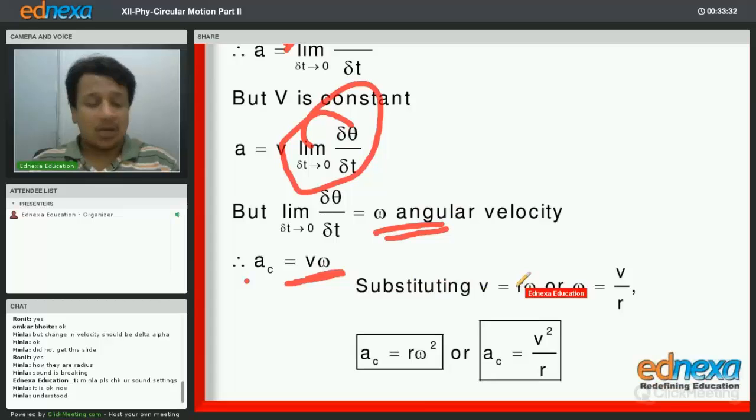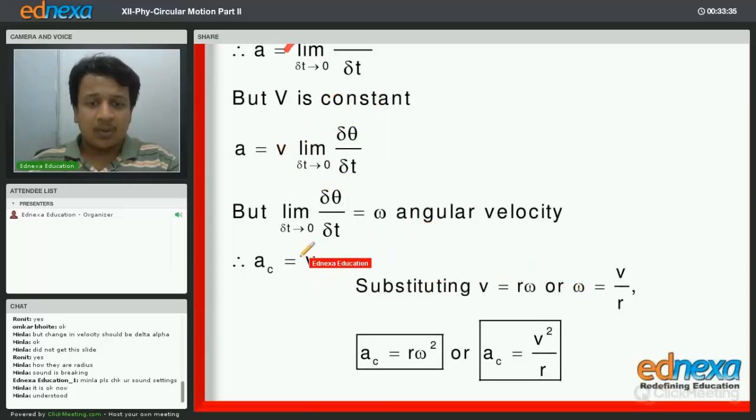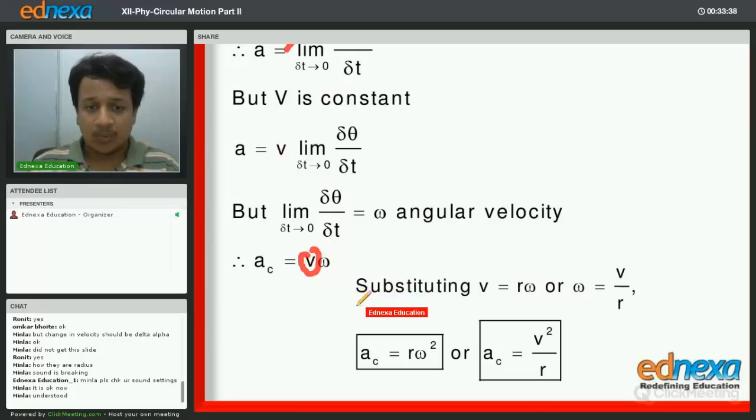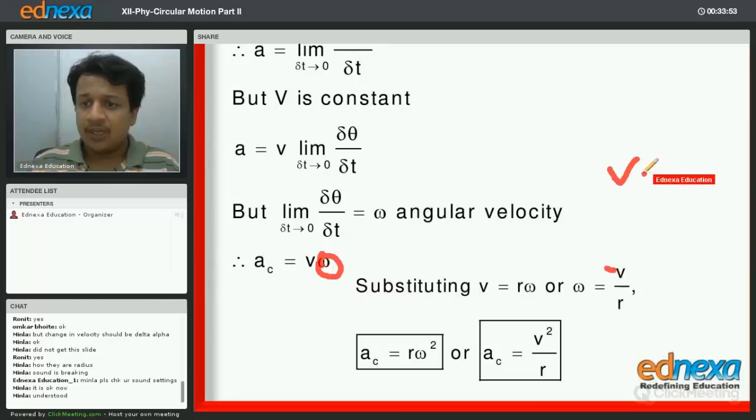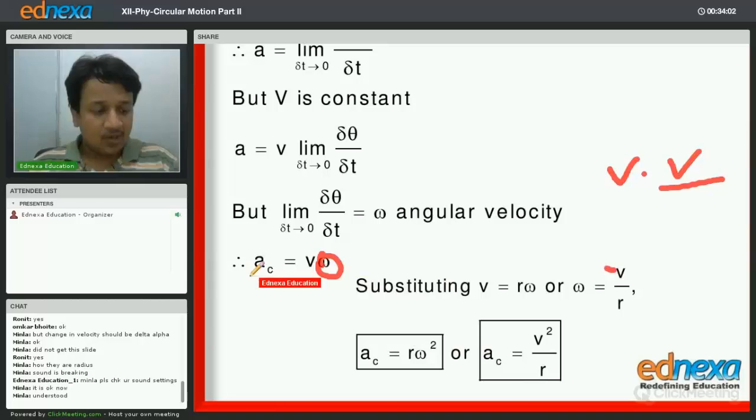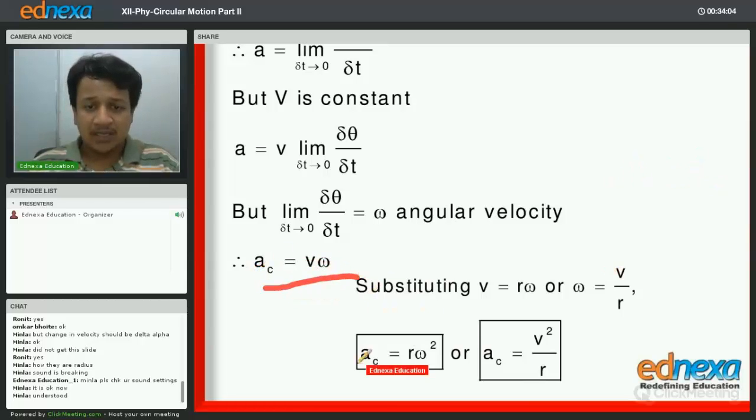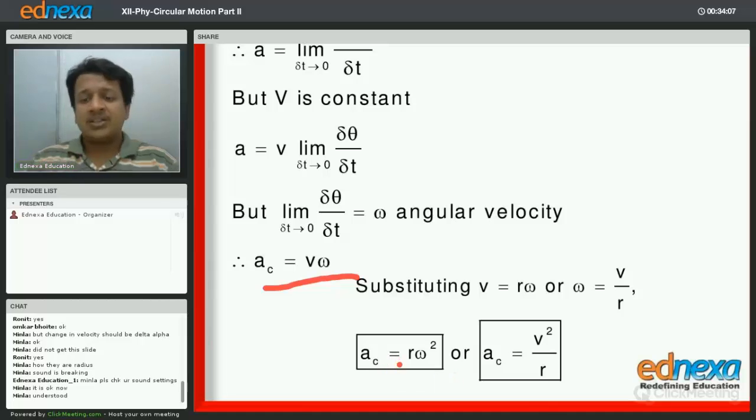Now, substituting v equal to r omega, if you substitute r omega at the place of v, it will become r omega square. Is it right? If at the place of omega you substitute v by r, then v into v by r, it will become v square by r. So there are three formulae for centripetal acceleration. One formula is v omega, second is r omega square, and third is v square by r. These three are formulae for centripetal acceleration.